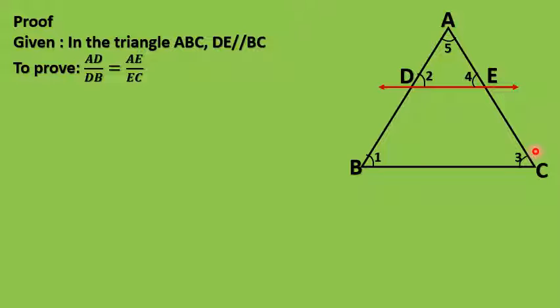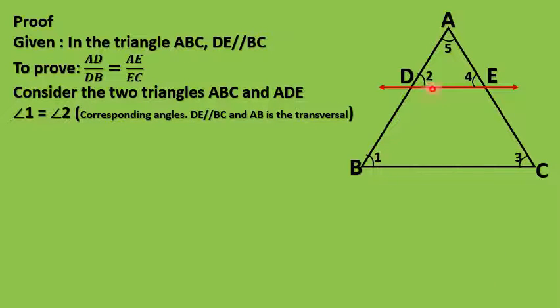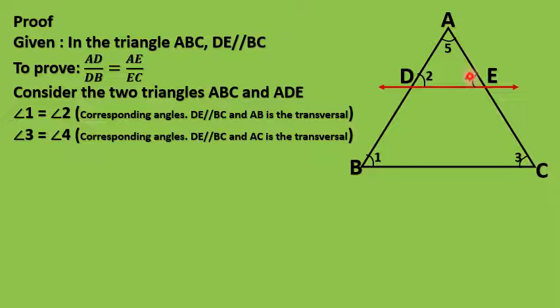So to prove that, let us consider these two triangles: ABC, the big triangle, and ADE, the small triangle. We can say that angle 1 is equal to angle 2. The reason is they are corresponding angles. Now BC and DE are parallel, so AB will act as a transversal. So angle 1 and angle 2 become corresponding angles and they are equal. Similarly, angle 3 and angle 4 are also corresponding angles. This time AC will act as the transversal.